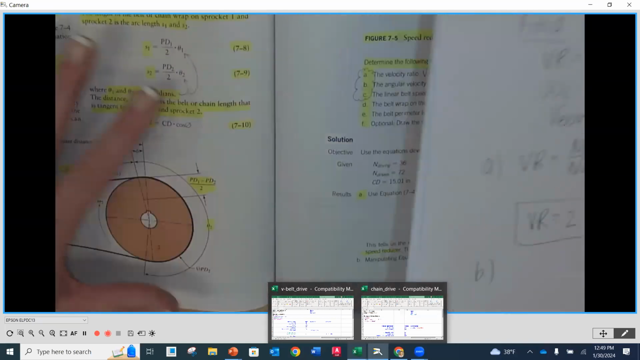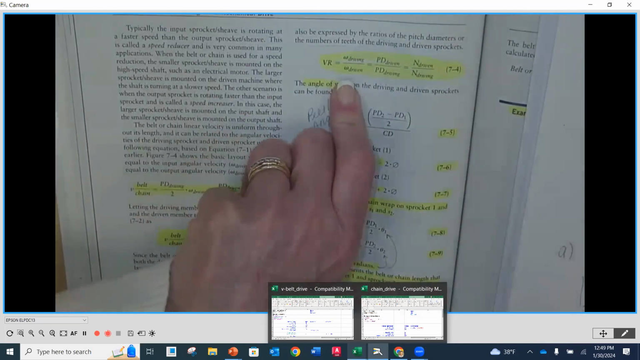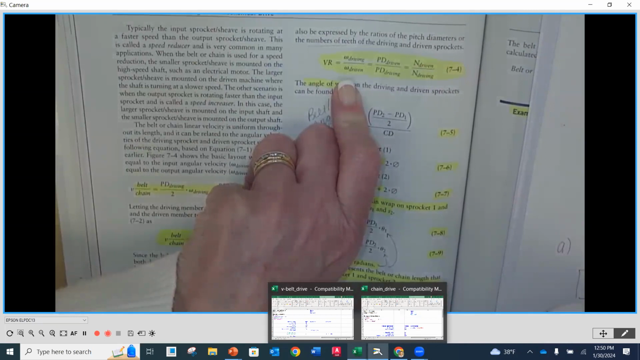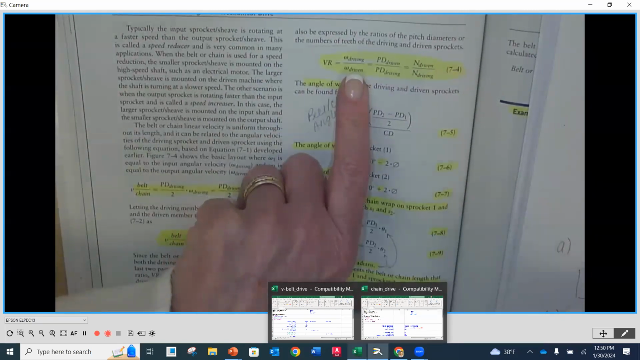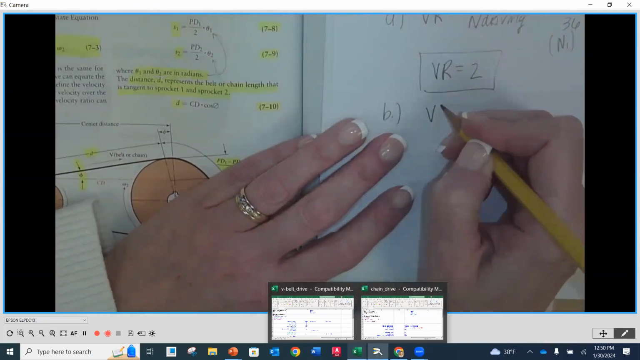So we should be able to figure that out, right? It's a 2-to-1 ratio. So if we look up here, velocity ratio is equal to the speed of the driving divided by the speed of the driven, okay? So on the top is going to be our fast speed, I'm sorry, fast or slow. Top is going to be faster. For us, it's going to be the 1,000, right? 1,000 RPM on top. And then the bottom is going to be what we're going to solve for. That's going to be our W2. So I'm going to put it in variable form first.